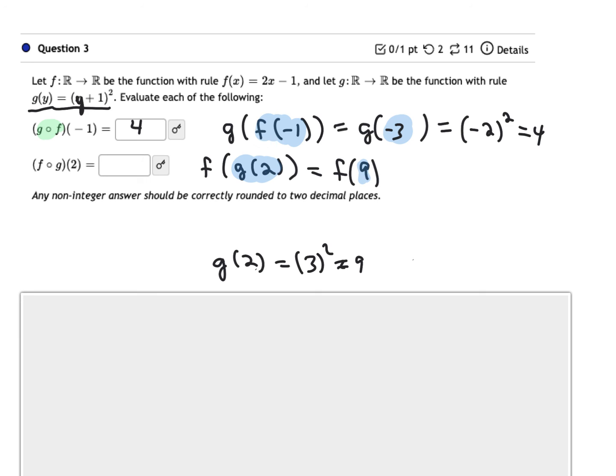And now we can evaluate f of 9 using the rule for f, which is twice 9 minus 1. And so that's 17.